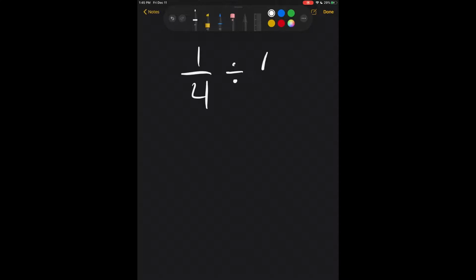1/4 divided by 6. We'll do 1/4 divided by 6. So we got to remember, keep, change, flip. We keep our first fraction, our first number, no matter what it is. Change the second, our operation. We change our operation to become multiplication. And then we flip our second number.